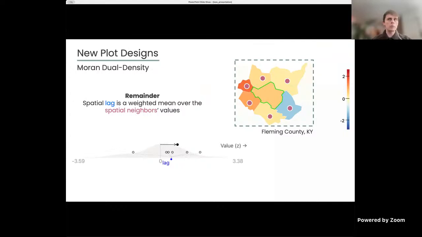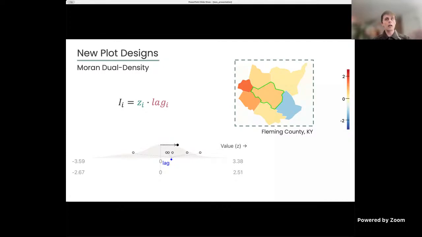So as a reminder, the spatial lag is just a mean over these values. So we represent that by drawing the lag at the bottom of the axis on the same axis and connecting it using these dashed lines just to show this relationship explicitly between these different values. And this is the equation for local Moran's I. And you can see from this equation that the statistic's value is essentially just directly proportional to the spatial lag. It's scaled by the focal location's value.